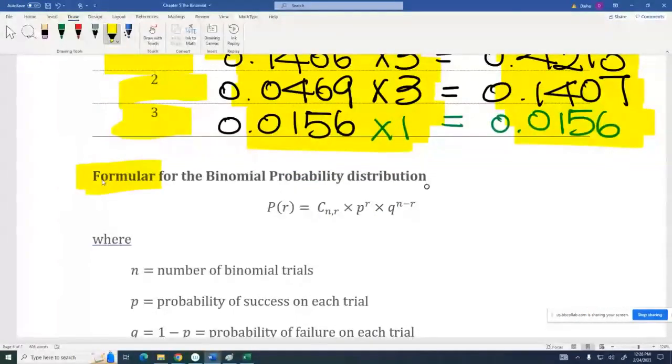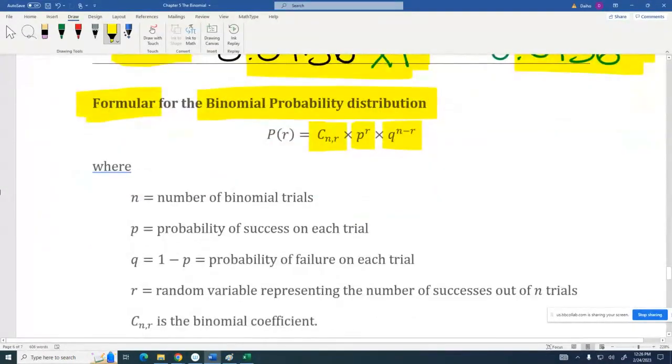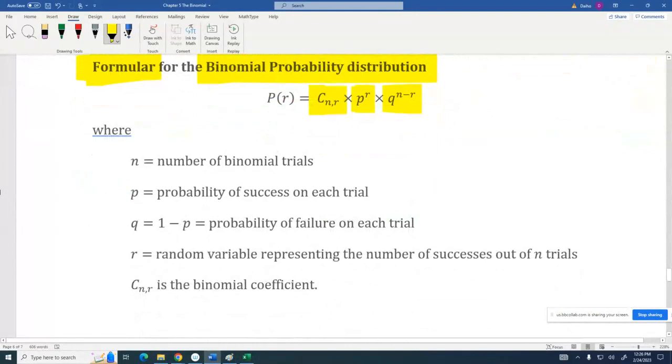It is a formula for the binomial probability distribution. Basically it has 3 terms, the 3 parts. What is the first one? The C. The C is a binomial coefficient. I will introduce what C is later. But the first part is the binomial coefficient. The second one, remember what the P was? P was the probability of success. And what was the Q? Q was 1 minus the probability of success, which was the probability of failure.